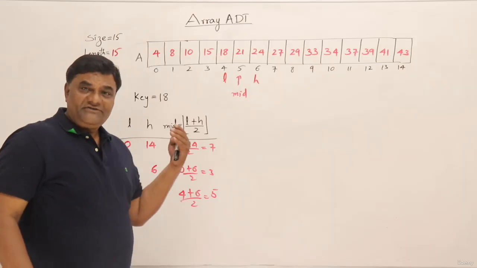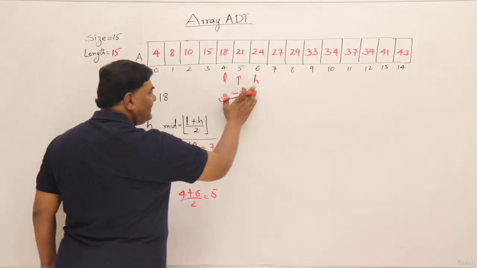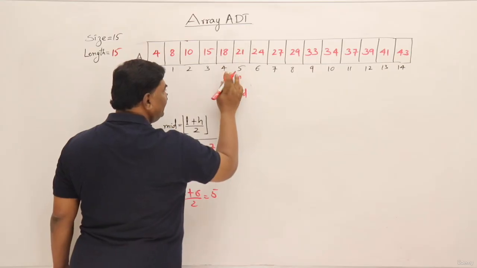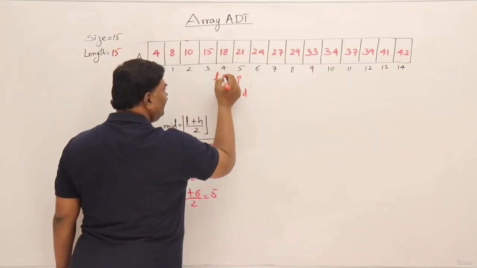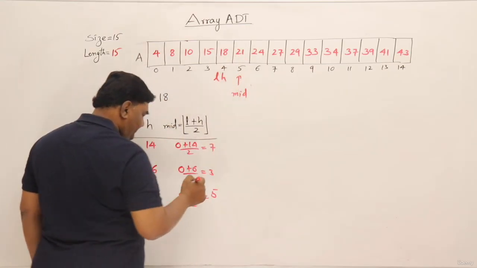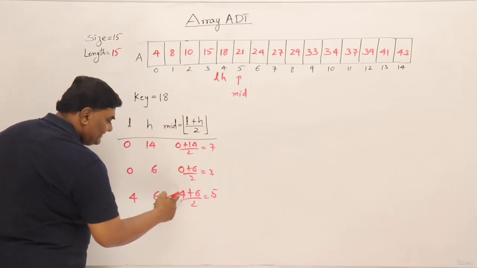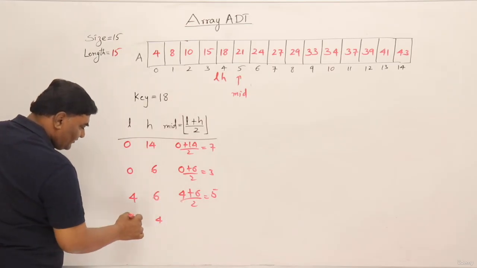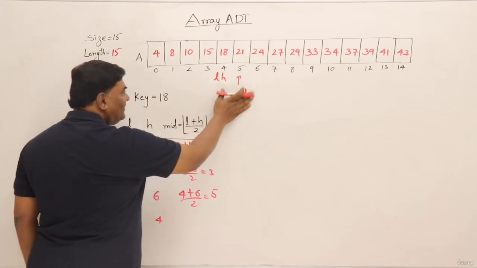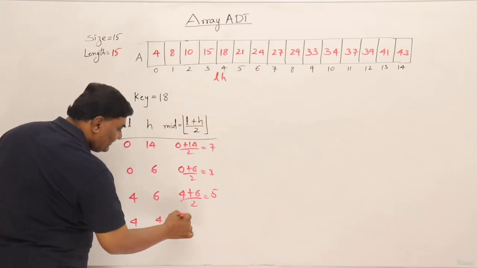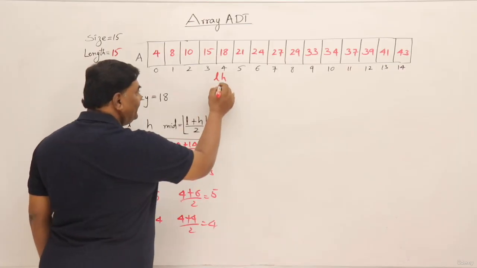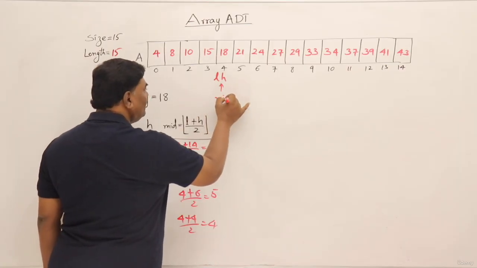So for checking on the left hand side of the list, modify high. High should be what? Mid minus 1. Don't include this element. So low was already 4, and high will also point to the same location. So mid minus 1, 5 minus 1, so 4. High is 4. So low was already 4. Now find out new mid. 4 plus 4 by 2 is 4. So mid is also 4.